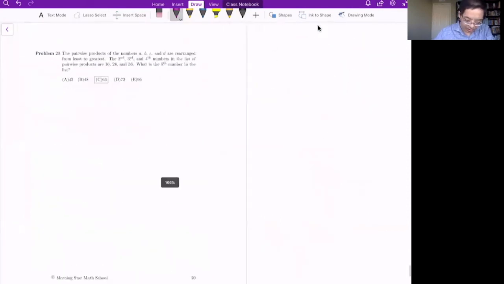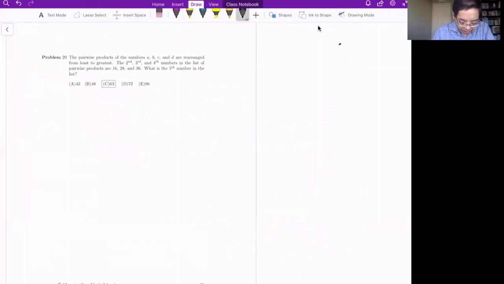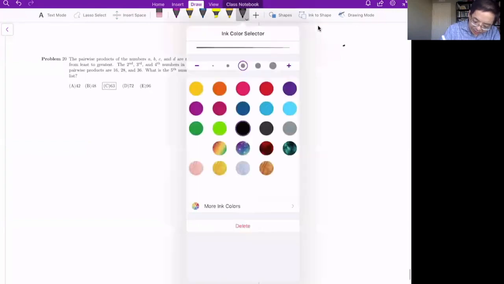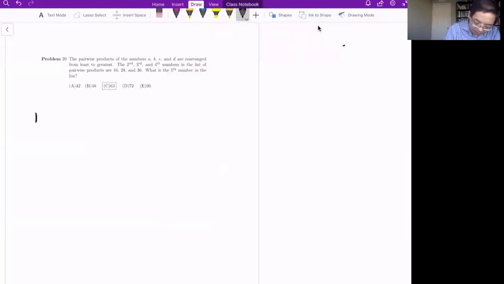All right, now let's look at the last one. So the last one here, we have 4 numbers A, B, C, D. Now they are okay. So pairwise products, right? At the most we have 6 different products, because 4 choose 2 is 6, and then we arrange them from least to greatest. So it's 1, 2, 3, 4, 5, 6. It's going in this direction.